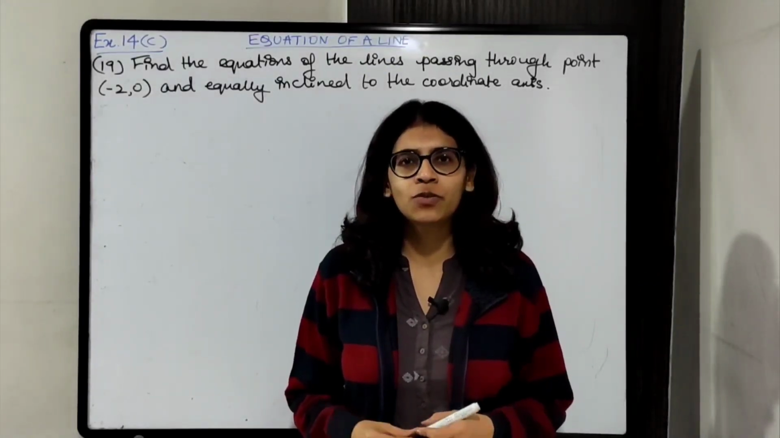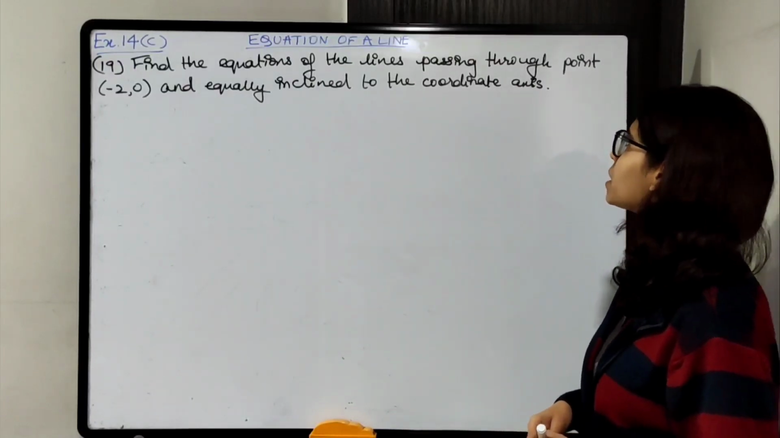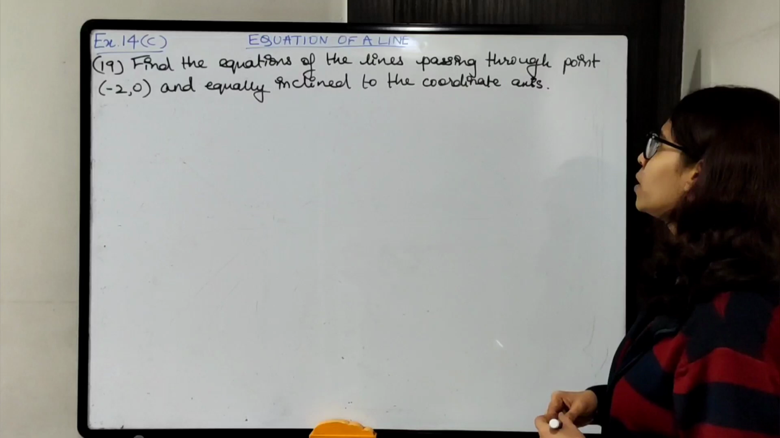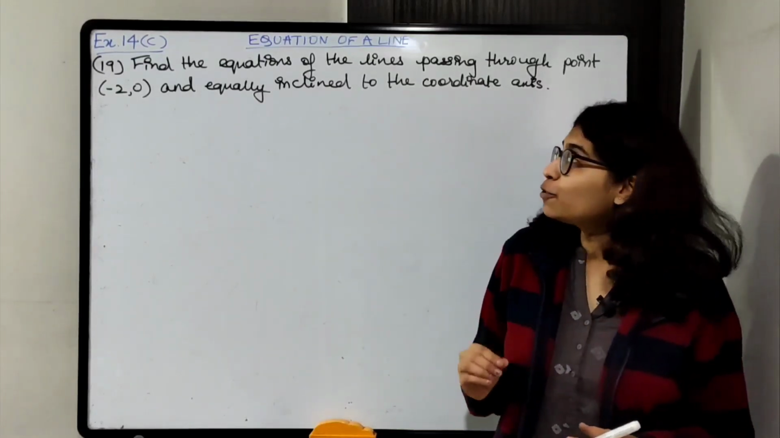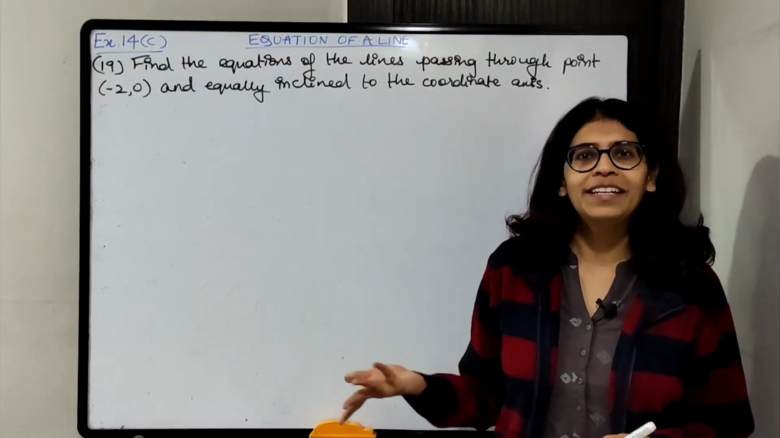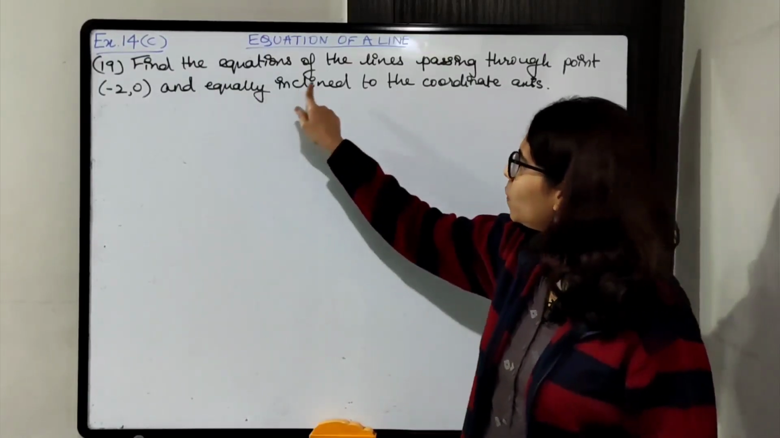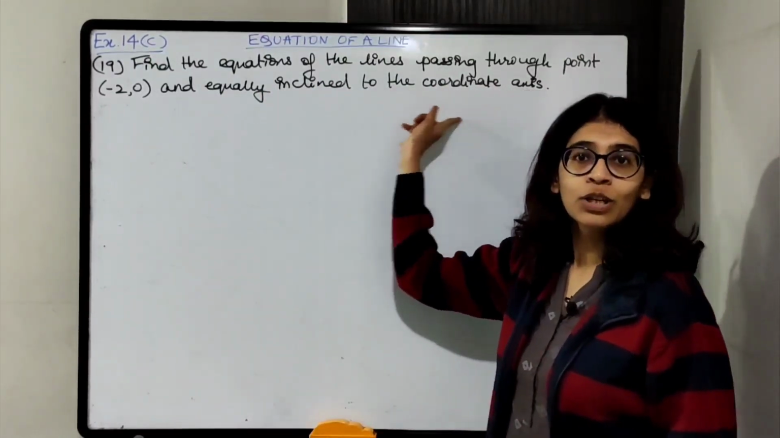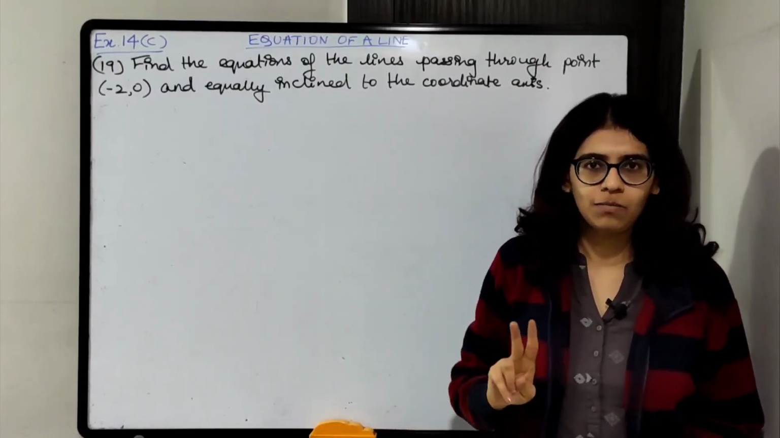Let's read the next question, question number 19. Find the equations of the lines passing through point minus 2, 0 and equally inclined to the coordinate axis. We have to find the equation of the lines. How many lines? There are 2 lines. Equally inclined to the coordinate axis: whenever you read this, it means there are 2 lines.